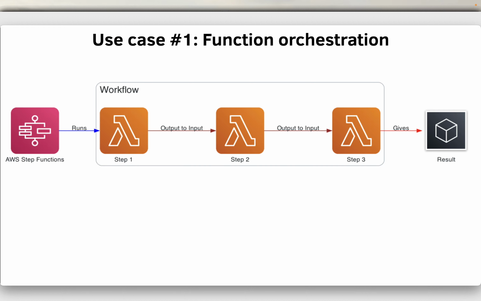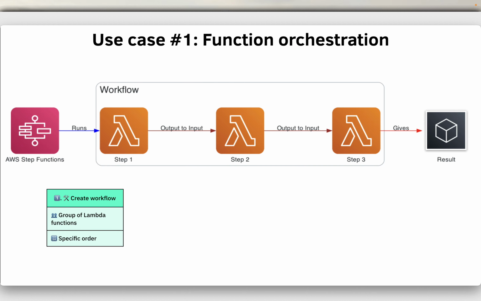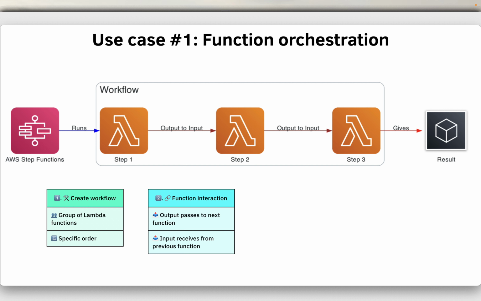So use case 1, function orchestration. Step Functions allows you to create a workflow that runs a group of Lambda functions, which are steps, in a specific order. In the workflow, one Lambda function's output is passed as input to the next Lambda function, creating a chain of interactions between functions. The workflow completes when the last step is executed, producing a final result.